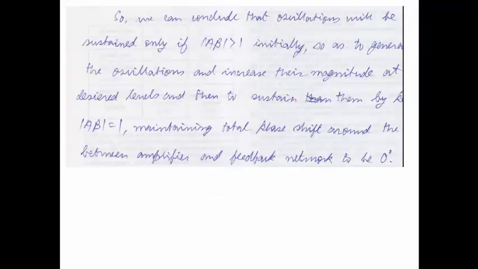So we can conclude that the oscillations will be sustained only if A beta is greater than 1 initially, so as to generate the oscillations and increase their magnitude to the desired levels, and then to sustain them by keeping A beta equal to 1, so that the oscillations will be sustained as they are for all time to come, maintaining the total phase shift around the amplifier and the feedback network at 0.